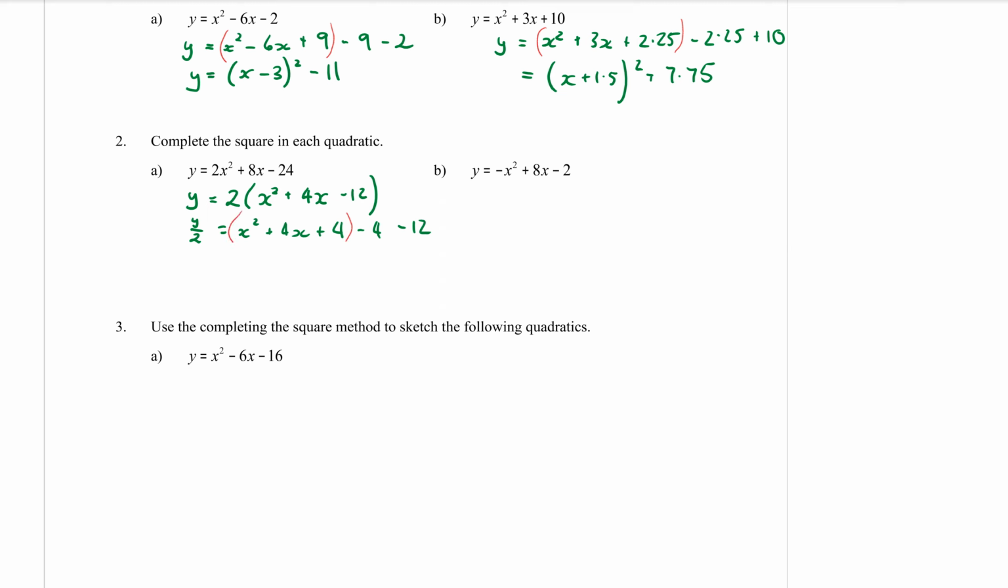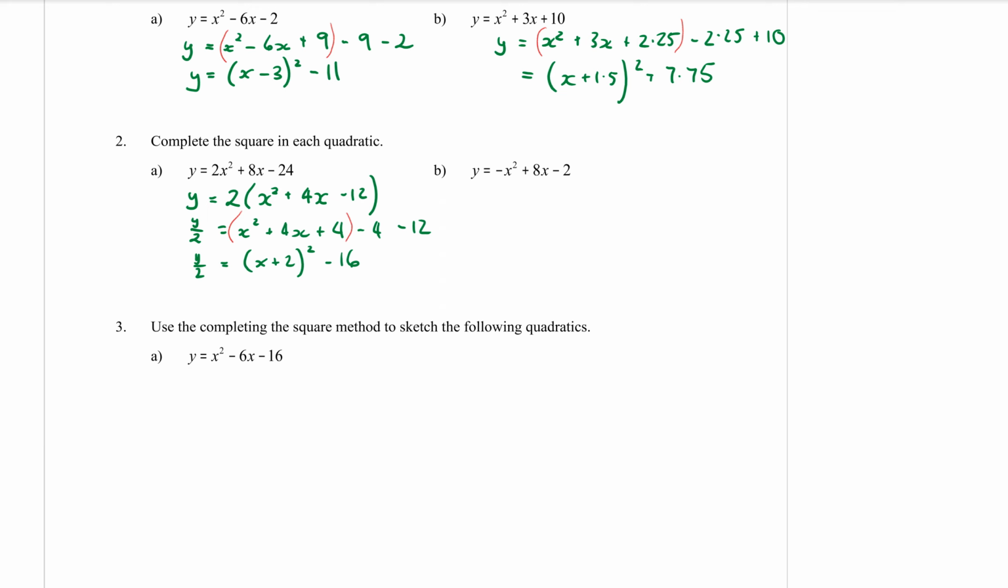We'll factorize. Half of the coefficient of x is 2. So it will be x plus 2 in brackets squared. Minus 4 minus another 12 makes minus 16. Now I have completed the square, but remember I moved that 2 out of the way.